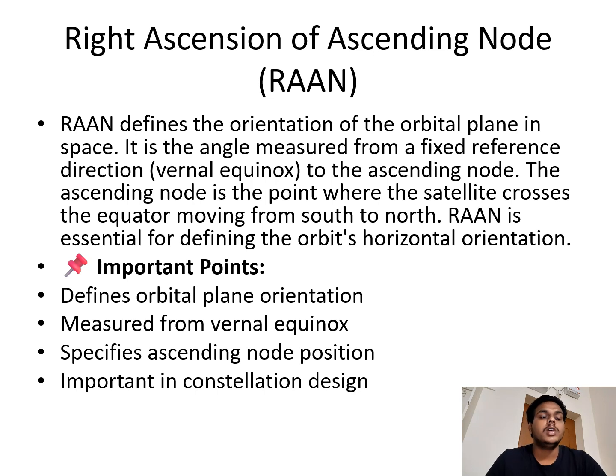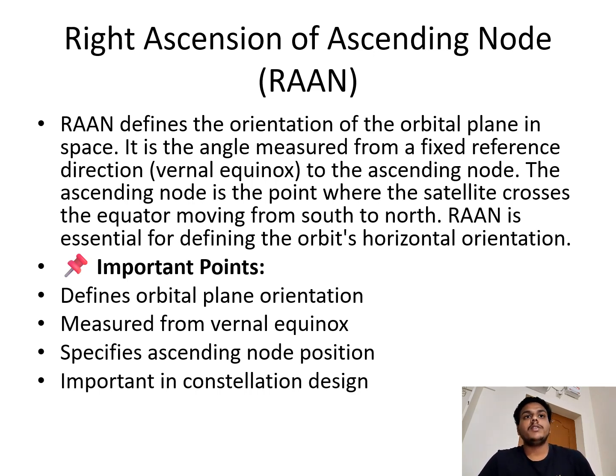horizontal orientation. It defines the orbital plane orientation measured from the vernal equinox and specifies the ascending node position, important in constellation design.